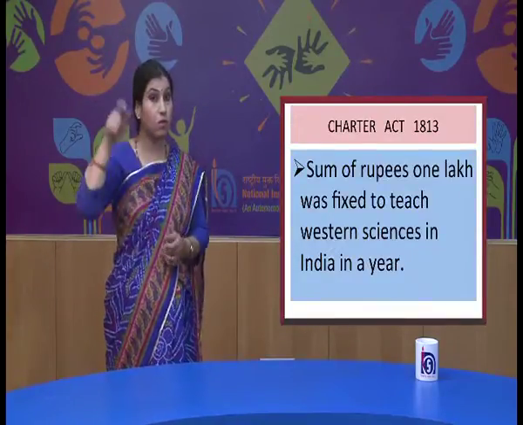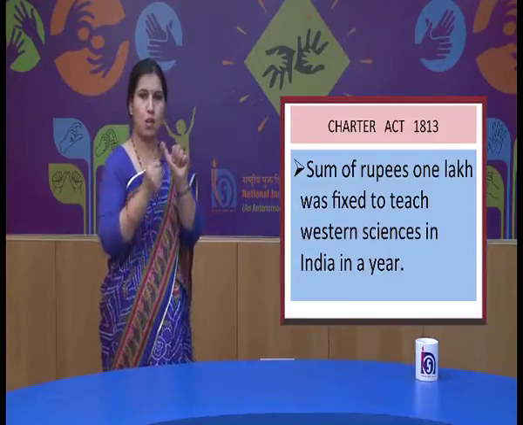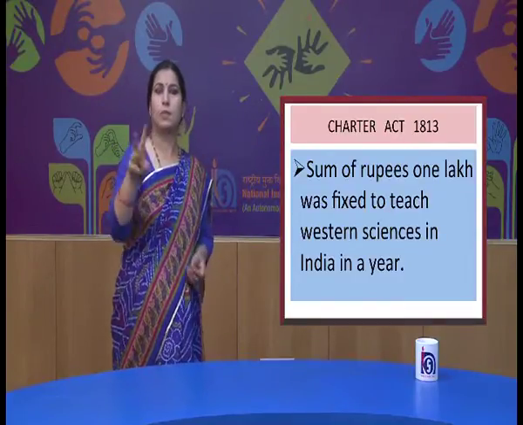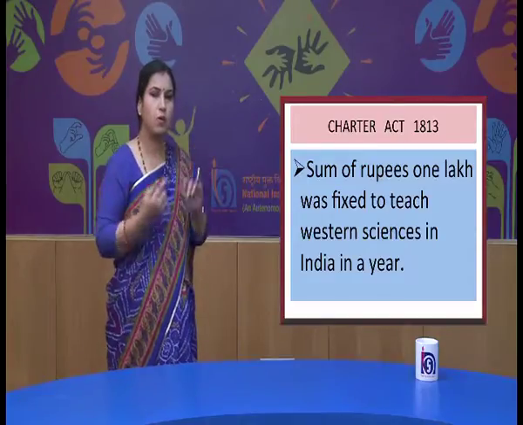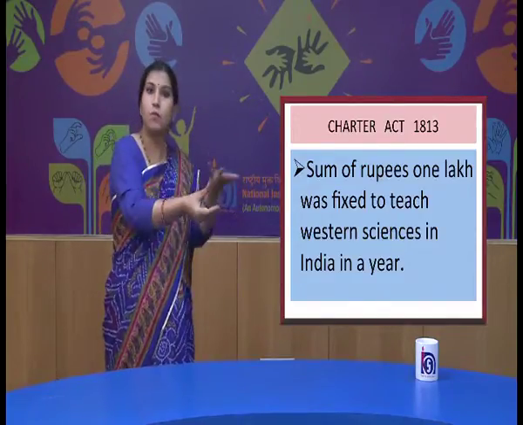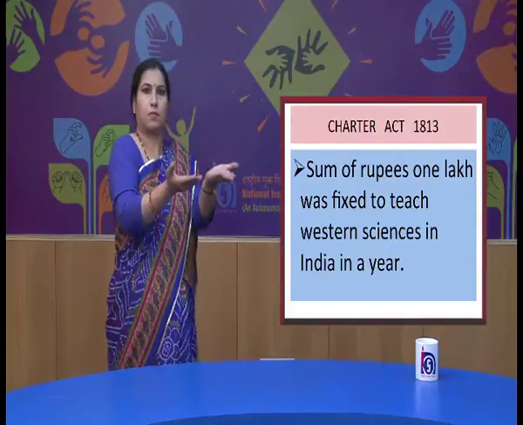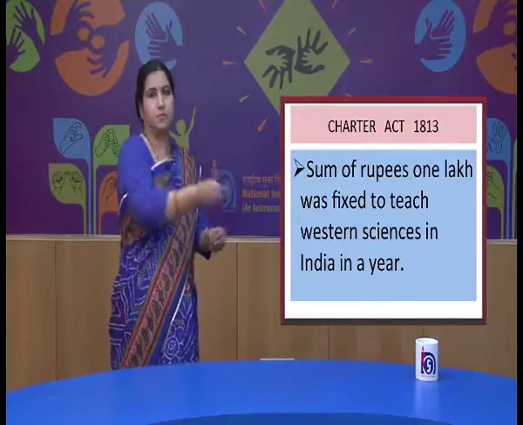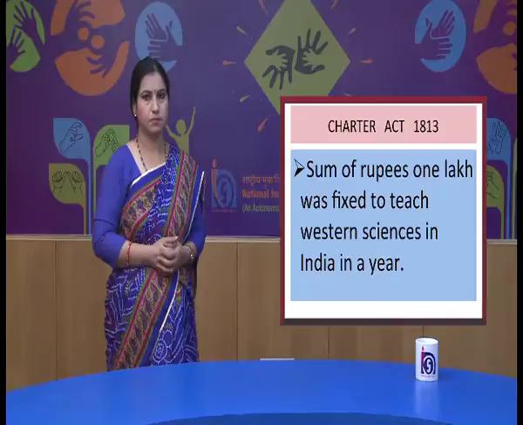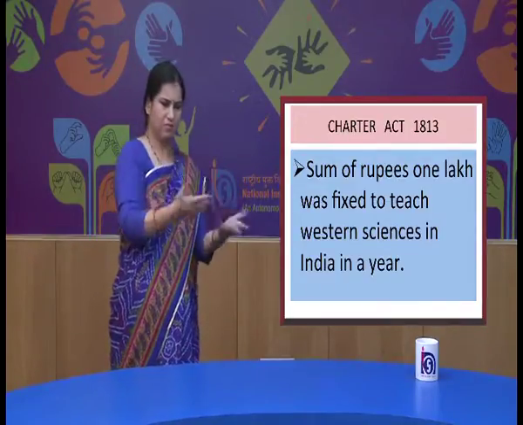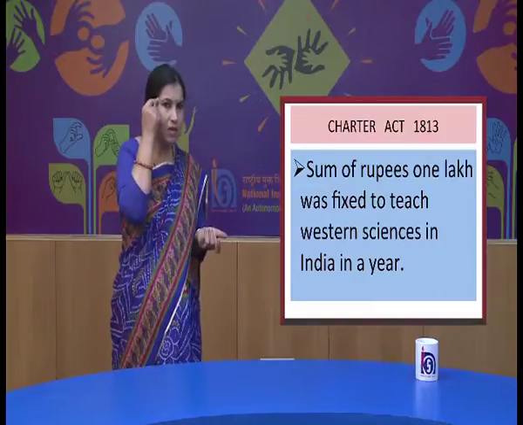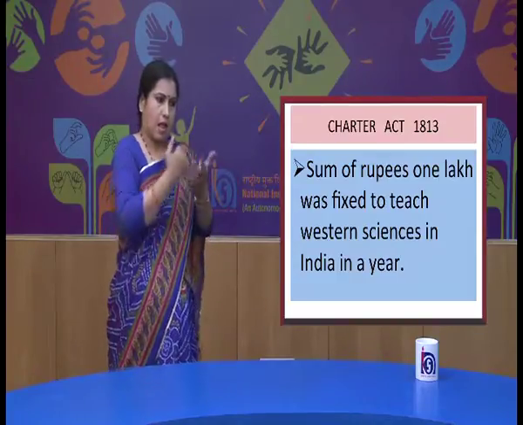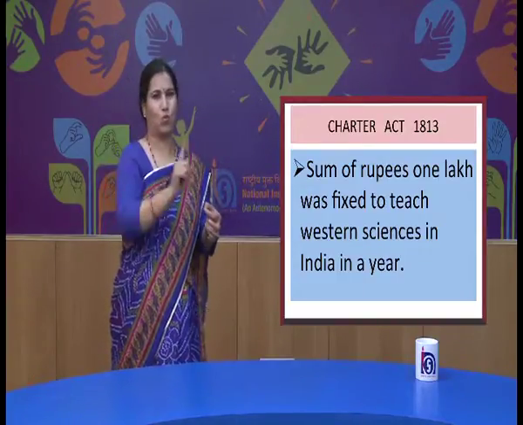The British Parliament issued the Charter Act in the year 1813, in which a sum of 1 lakh rupees was fixed to promote knowledge of Western science in India. However, not all people favored this idea as they suggested the use of regional languages as a medium of instruction and not English language.